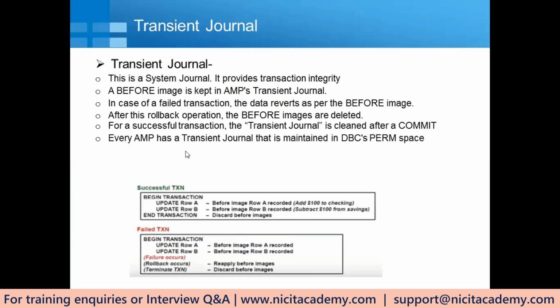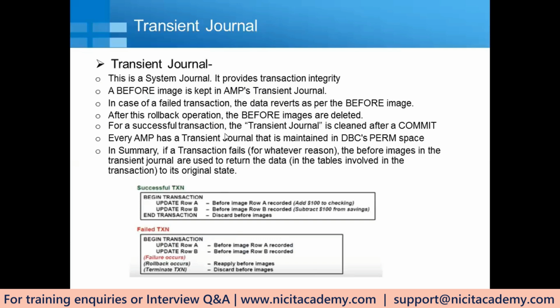So every AMP has a transient journal that will be maintained in the DBC's permanent space. So only in permanent space it will be maintained. After success or failure, it will be vanished. That's all. It will not be kept permanently. This is what the transient journal is. Transient means short period of time. It will not be permanent.